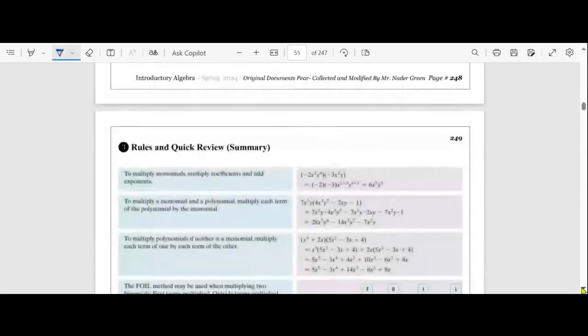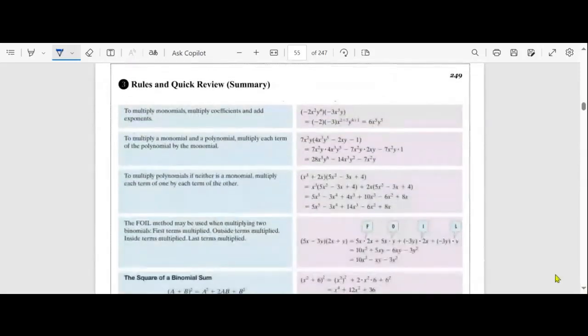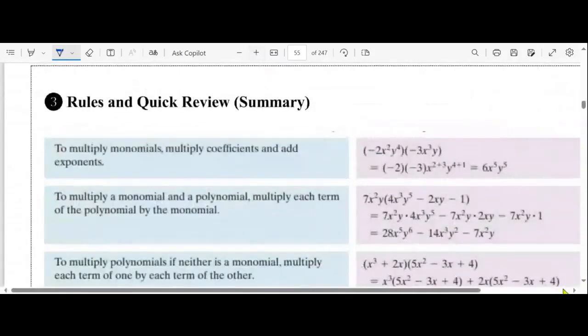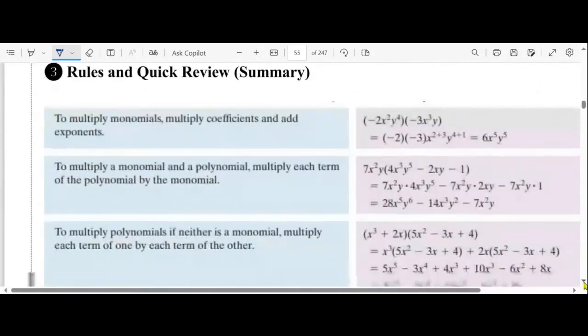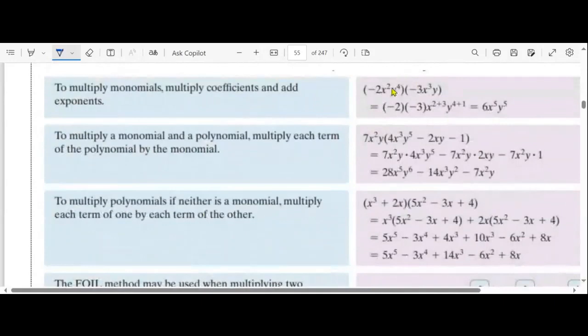Let's move to the review here. Let me zoom in. So this is a summary of the whole lesson. Before we start the lesson, we just take a summary. So here we have multiplication. So you multiply the coefficients. So -2 times -3, it gives you what? 6. X squared times x cubed gives you x to the power 5. Y to the power of 4 times y gives you y to the power of 5.